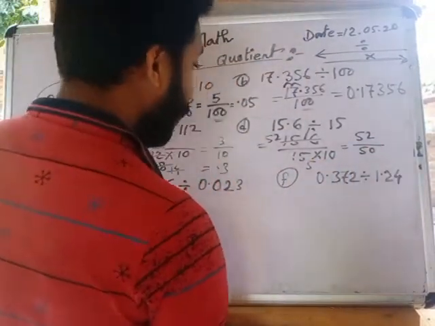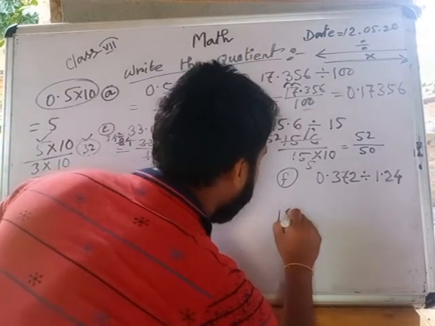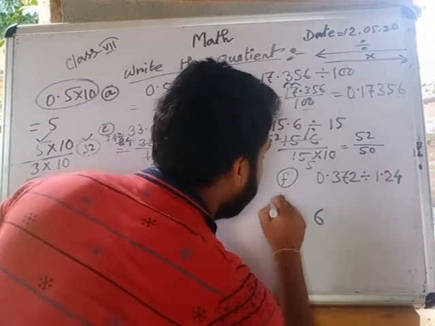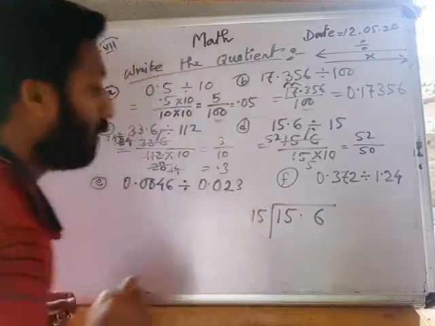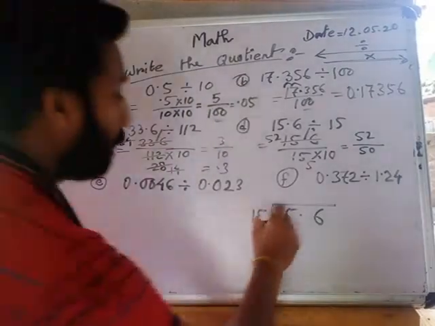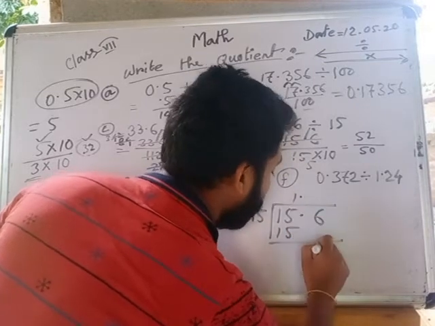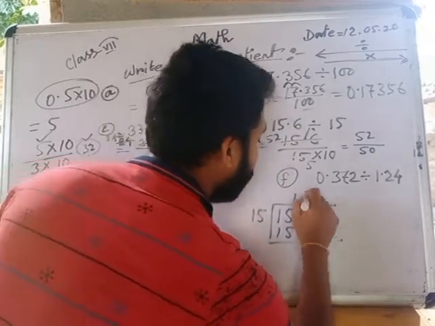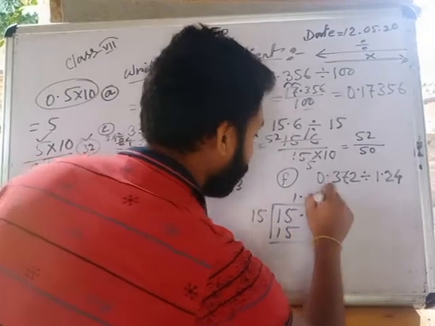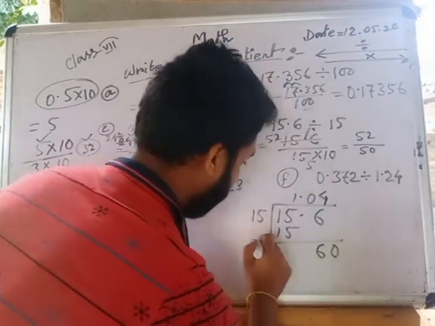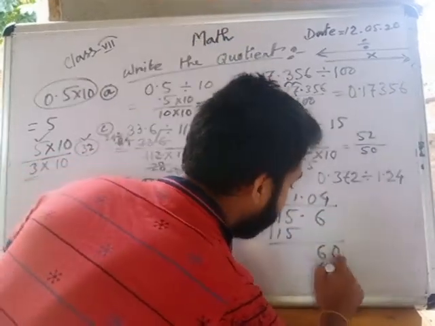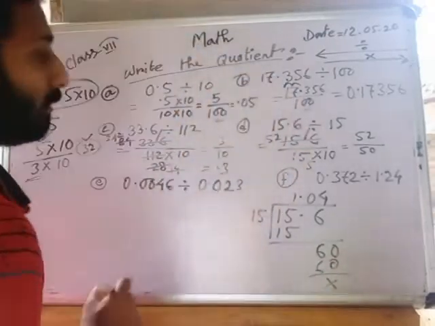Also, if it is 15.6 divided by 15, at that time you should divide like this. 15 ones are 15. After the point here, 6 left. Zeros, 6. 4 15s are 60. That means it is.